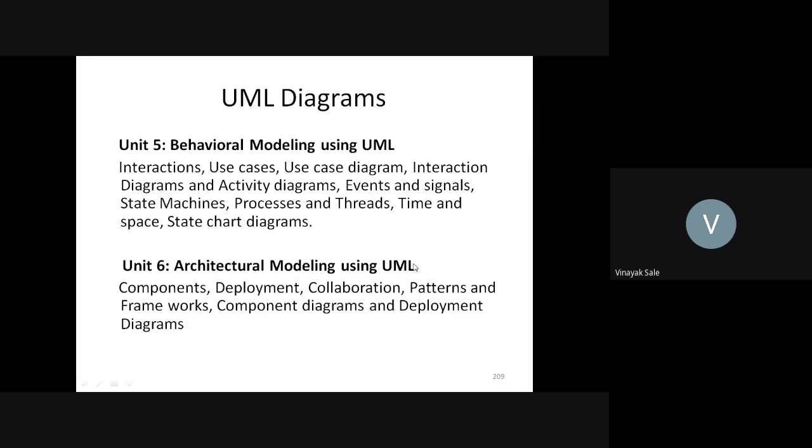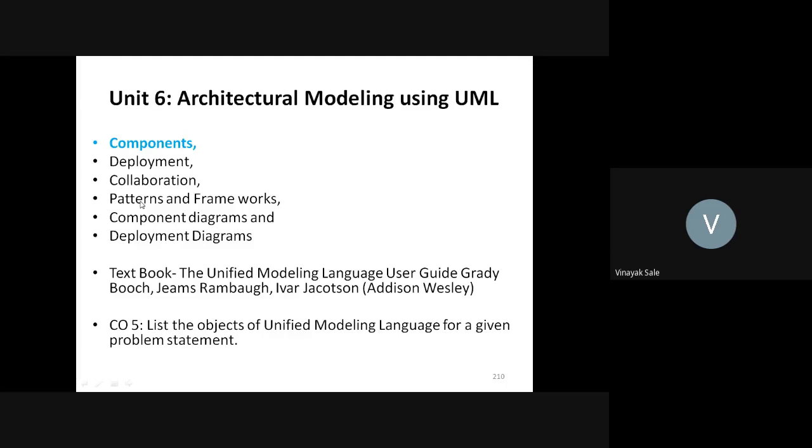The syllabus for architectural modeling using UML is component, deployment, collaboration, patterns and frameworks, component diagrams, and deployment diagrams. The textbook for this chapter is The Unified Modeling Language User Guide by Grady Booch, James Rumbaugh, Ivar Jacobson, published by Addison Wesley. The CO for this chapter is to list the objects of UML for a given problem statement.